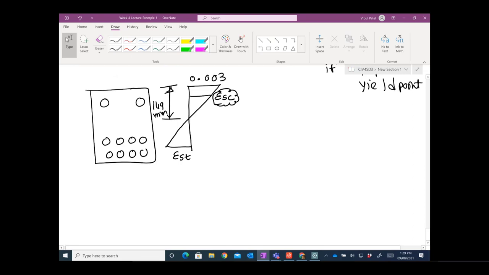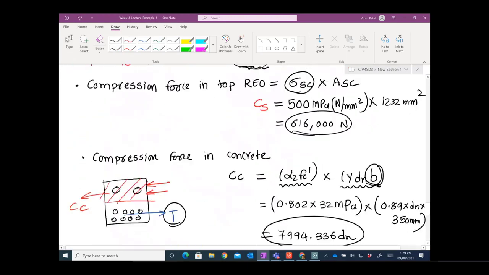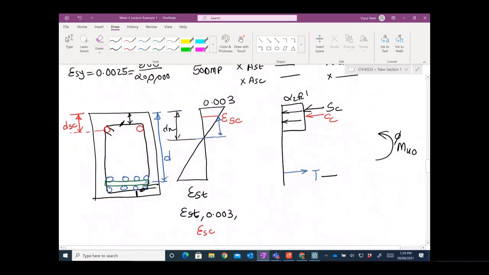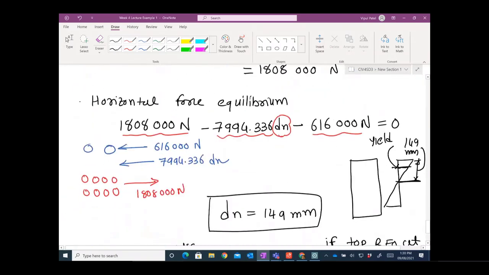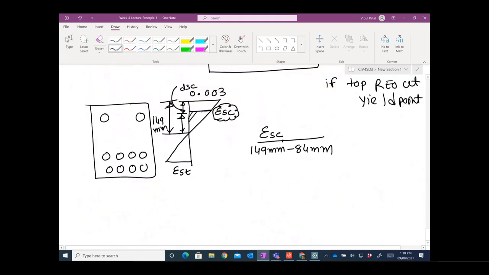Now let's take the triangles here. Epsilon SC divided by this distance. How are we going to get this distance? That distance would be 149 millimeters take away 84 millimeters. Where is this 84 coming from? You remember that dSC we calculated, right? That is the depth of the top rebar. Where did we calculate it? Yeah, there you go, 84 millimeters, right? So that 84 millimeters I just plug here. So these triangles which I take, that horizontal distance divided by this vertical distance. There is an equivalent triangle here, 0.003, similarly, divided by 149. I hope you understand that.